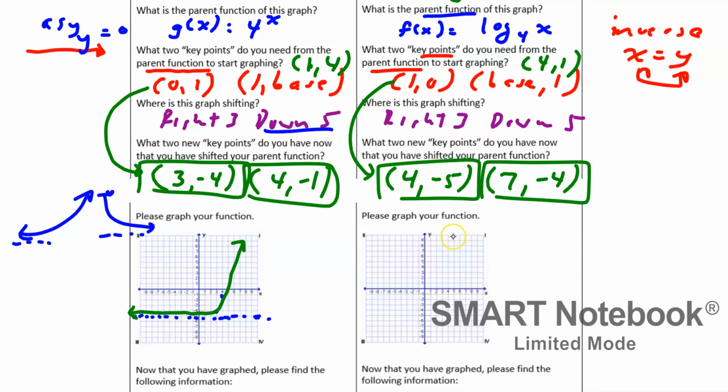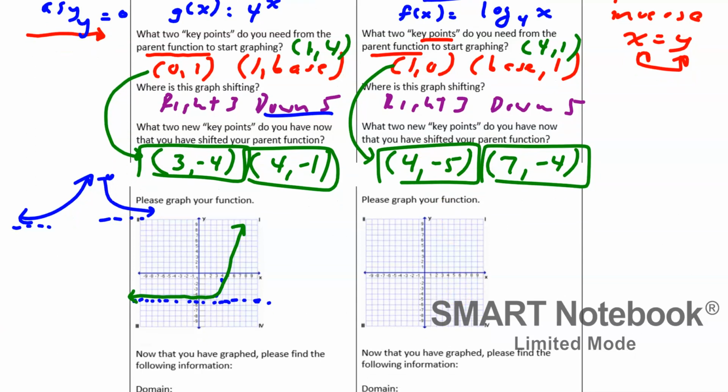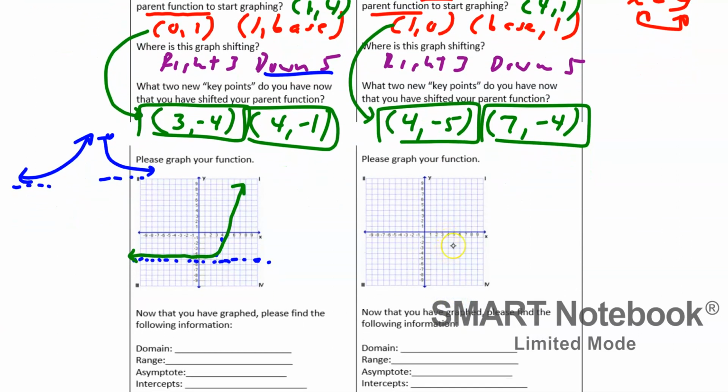Graph 2, if I plot these 2 points, let me move this up a bit. (4, -5) is right here, and then (7, -4) here.